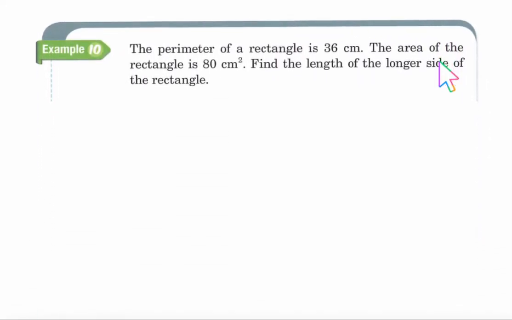Here's another problem. The perimeter of a rectangle is 36 centimeters. The area of the rectangle is 80 centimeters squared. Find the length of the longer side of the rectangle. Pause the video, try it on your own first.